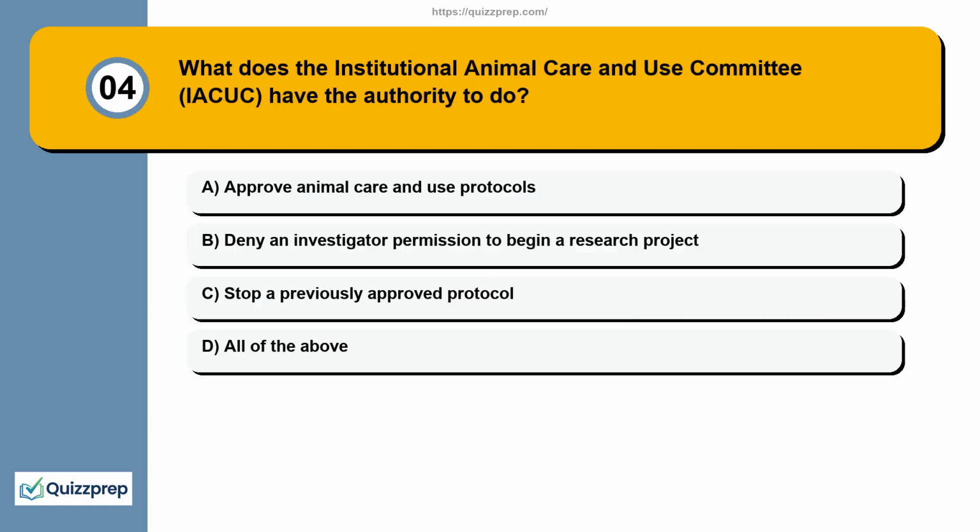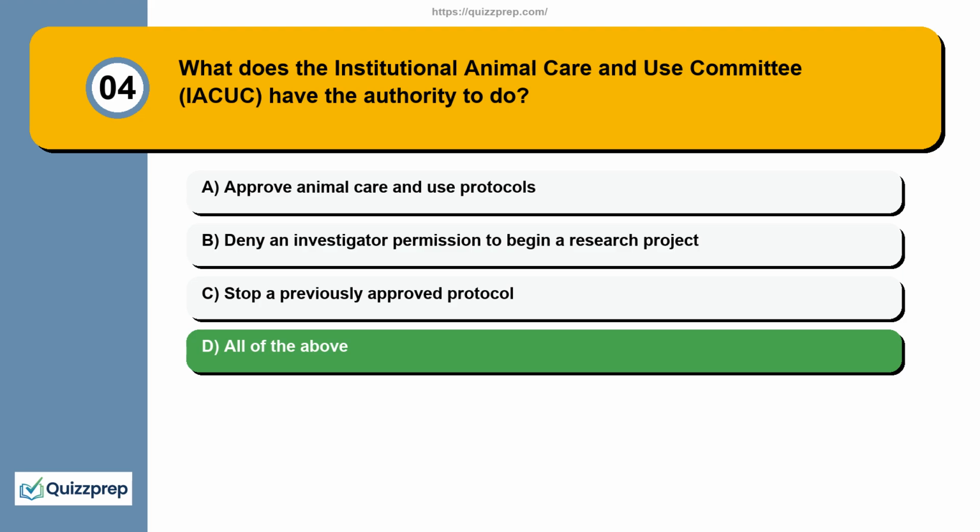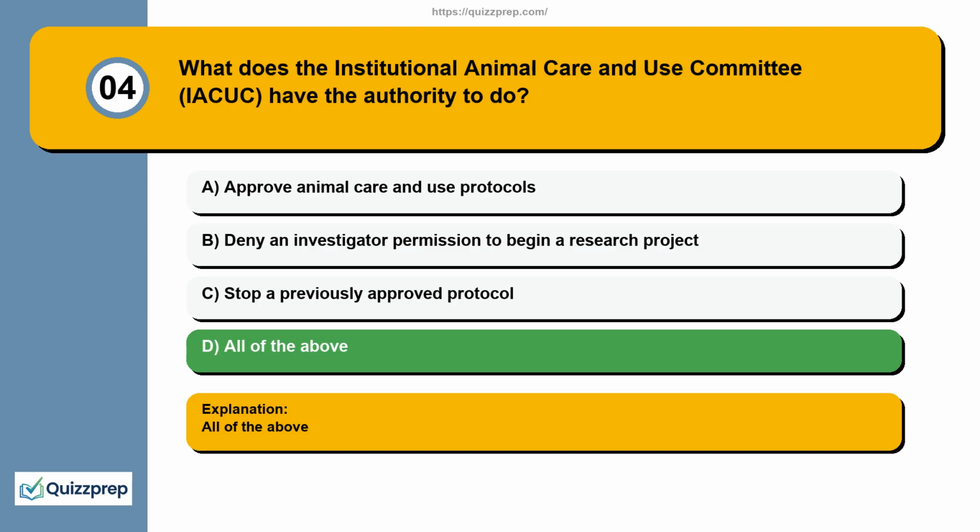Question 4. What does the Institutional Animal Care and Use Committee, IACUC, have the authority to do? Option A. Approve animal care and use protocols. Option B. Deny an investigator permission to begin a research project. Option C. Stop a previously approved protocol. Option D. All of the above. The correct answer is option D. All of the above.